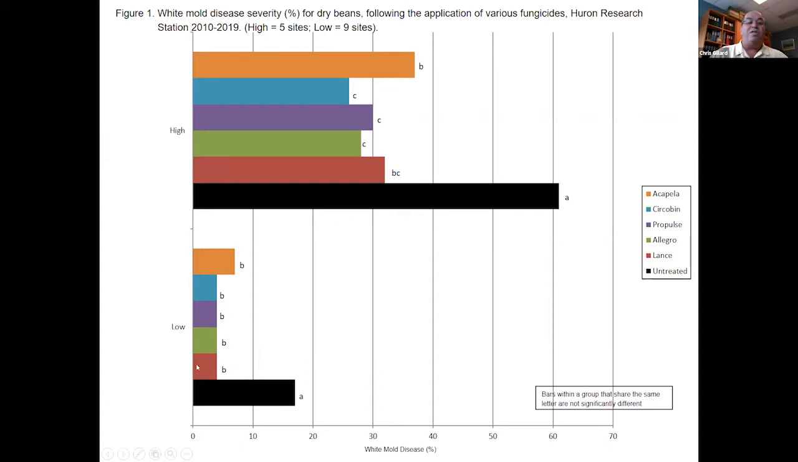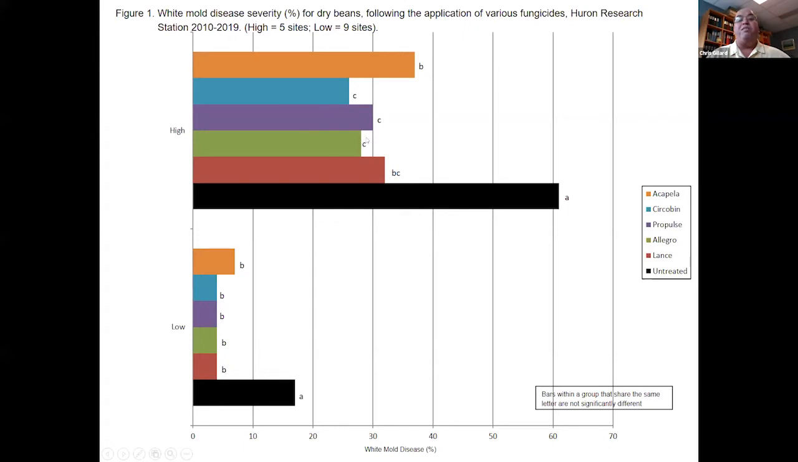Those 10 low disease sites, or 9 low disease sites. The fungicides all work pretty similarly to each other. They all reduce disease compared to the untreated, but there's really no difference between the products. We had to get to a higher disease level to see differences between the products, and that's typical for our work. If you don't get at least 30% disease pressure, we can't separate the product's performance out.